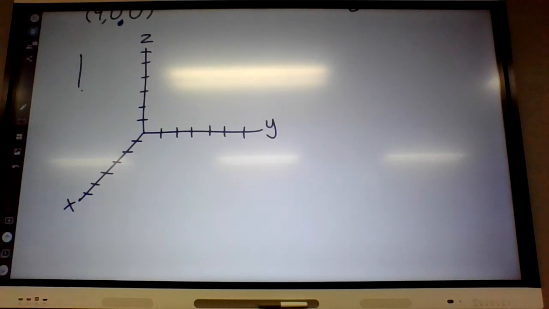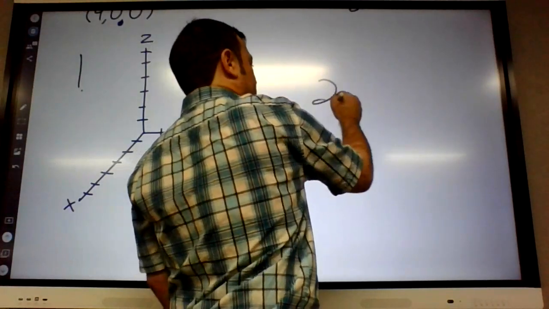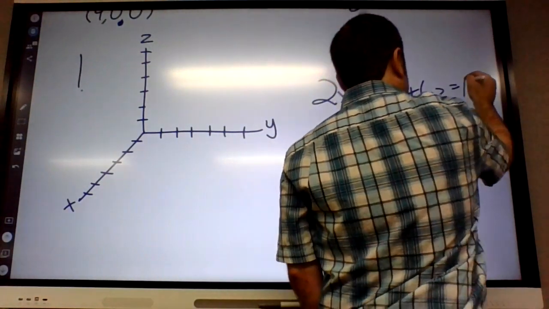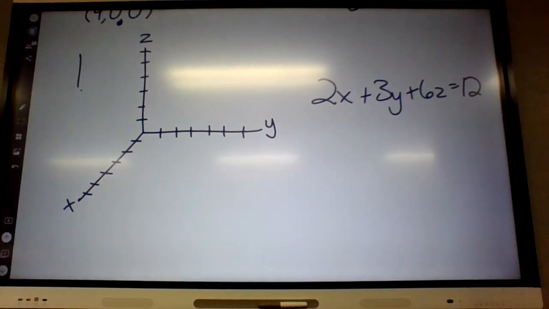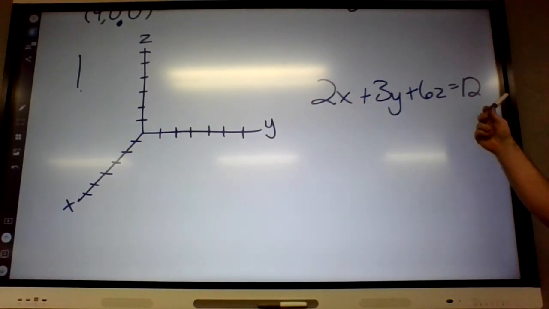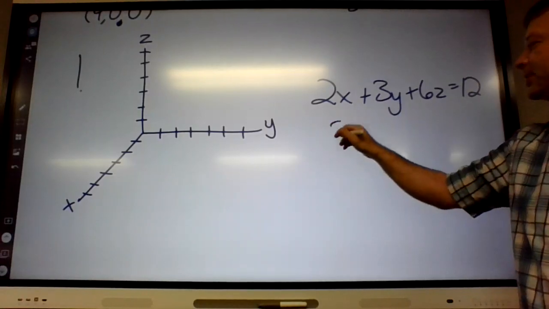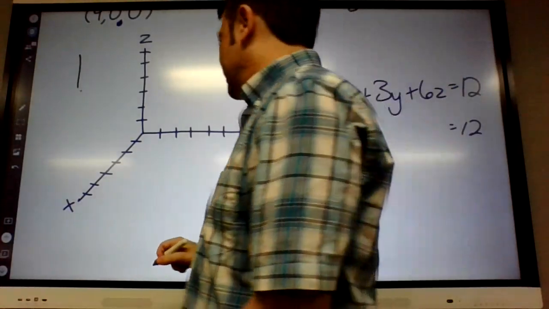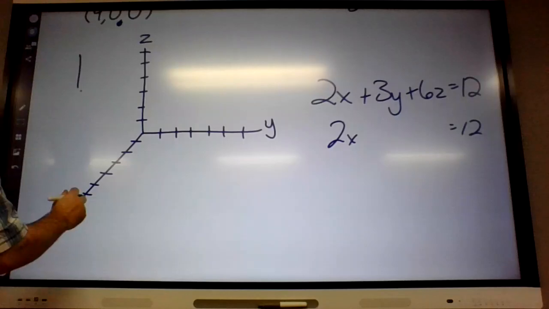Okay, 2x plus 3y plus 6z. So these will all be positive, because they're all positive values. So what's my x value going to be? 6, kind of like the last one. 2x should equal 12, so that'll be 6, 0, 0. That'll be down here.